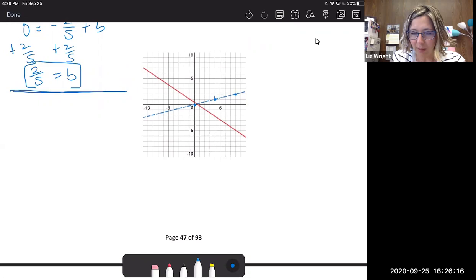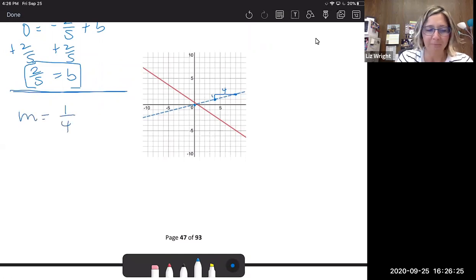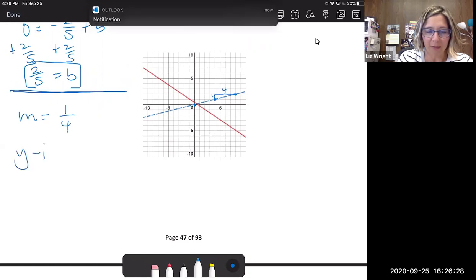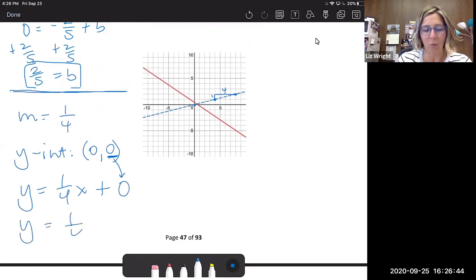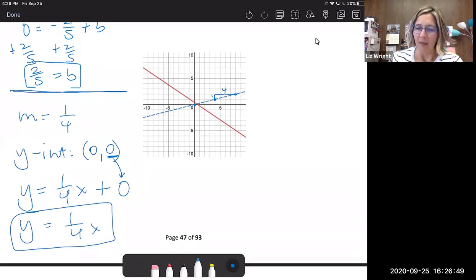So it looks like if we're going up 1, right 1, 2, 3, 4. So we've got our slope of up 1, right 4. And then our y-intercept is going to be at 0, 0. So then we've got y equals 1/4 x, and it would be plus 0. It'd be like this is that 0 right here, but you don't have to put that on there. You can actually just write y equals 1/4 x for that. So we're going to circle that up, or box it up.